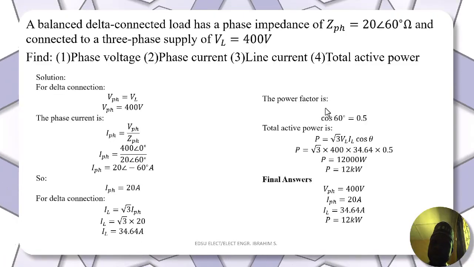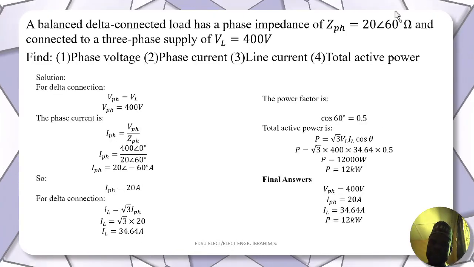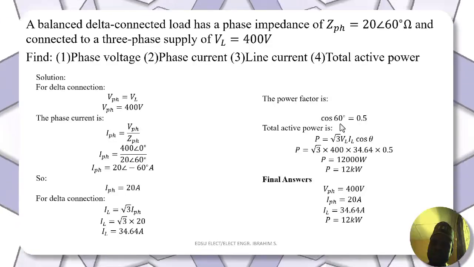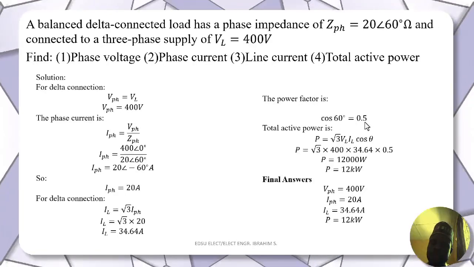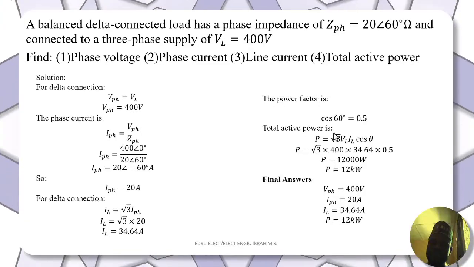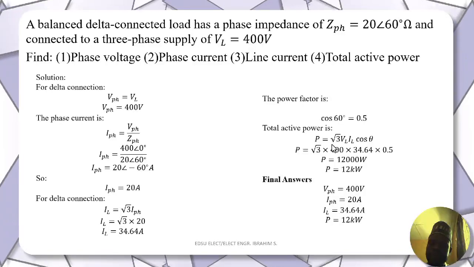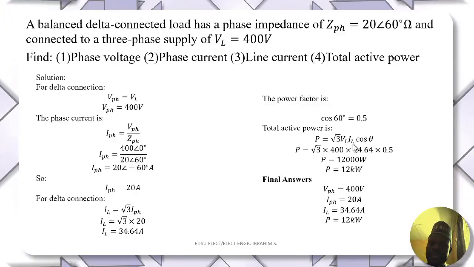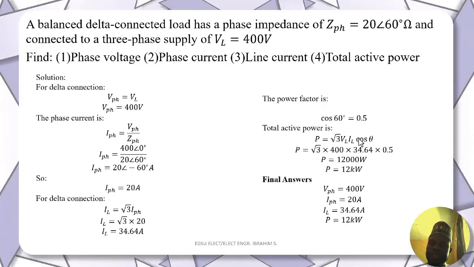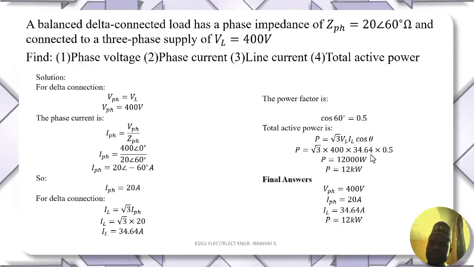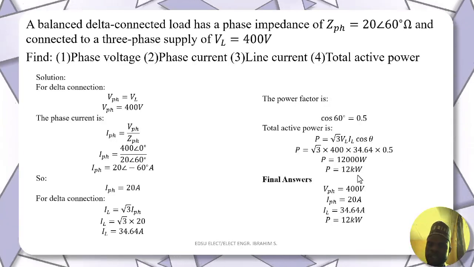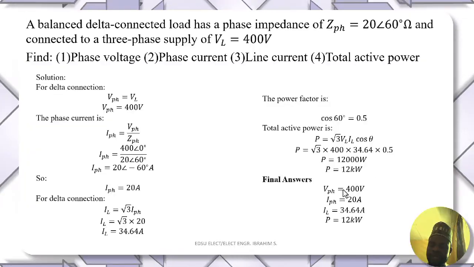So now let's calculate the power factor. Our theta is 60 degrees as it was given in the question. Then we have cos theta, which is cos 60, equals 0.5. So total active power P equals root 3 VL IL cos theta. I have root 3, my VL is 400, my IL is 34.64, my cos theta is 0.5. So we have my P to be 12 kilowatts, right?